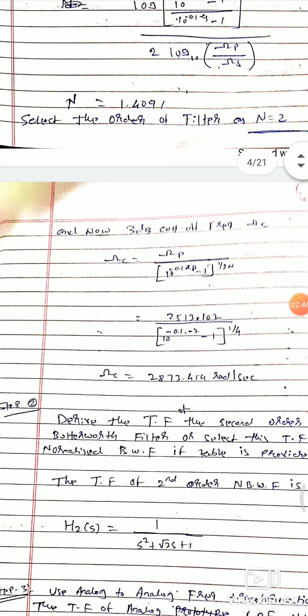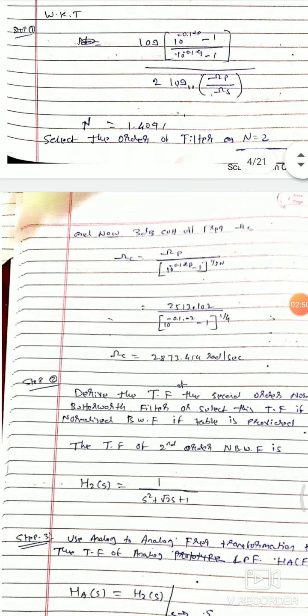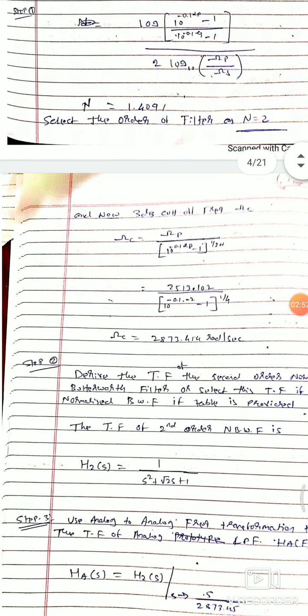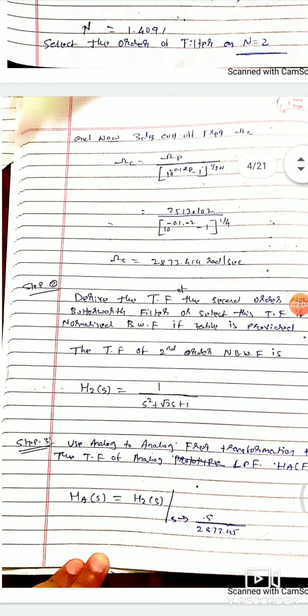So n, what you get, is 1.4091. You can calculate and check. We also know that if n is not an integer, you have to round it off to the next higher integer. So it is 1.409, then I'll select n as 2. So here the order of the filter is 2.